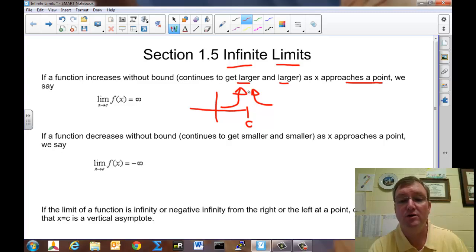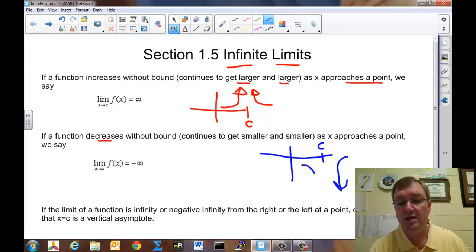So this is what the graph would look like. If we're actually trying to do this analytically, we're going to see numbers that just continuously get larger and larger as we get closer and closer to C. Well, the opposite of that is a function that decreases without bound. So what would that picture look like? In that scenario, here's our C point, and the function's getting smaller and smaller. So the function value is going down like this on both sides. Then we would say that this limit is negative infinity.